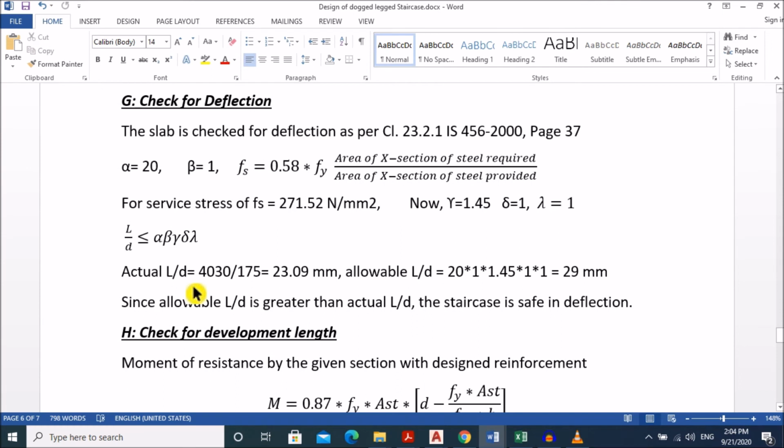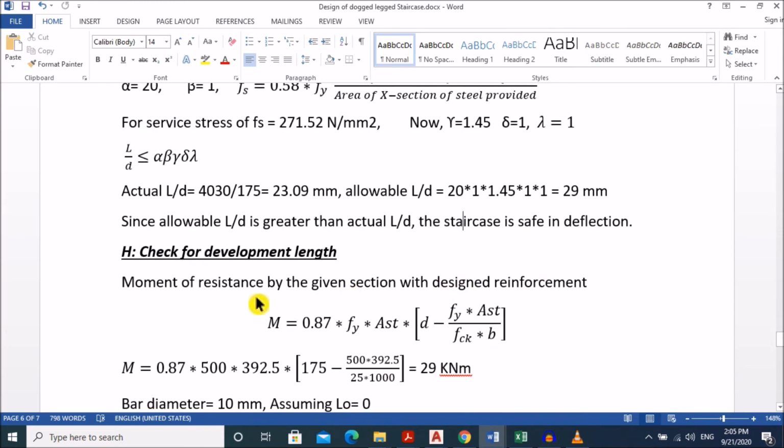And L by D ratio actual, span by effective depth, equals 23.095. Allowable L by D ratio equals 20 into 1 into 1.45 into 1 into 1. That gives 29. Since allowable L by D is greater than actual L by D, the staircase is safe in deflection. Now the check for development length.